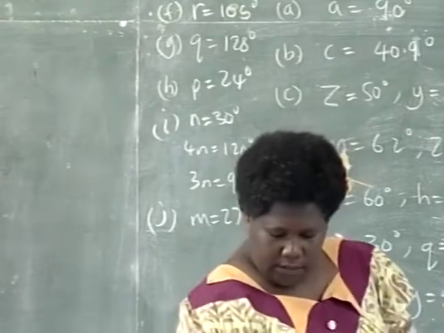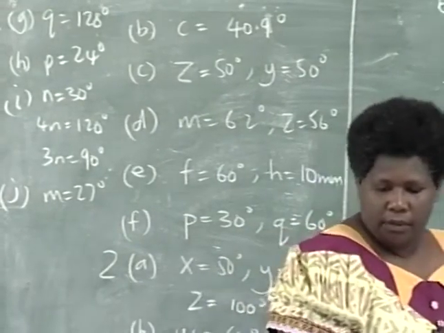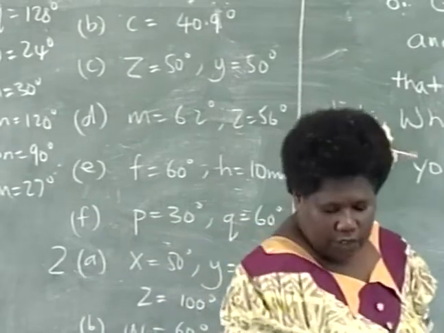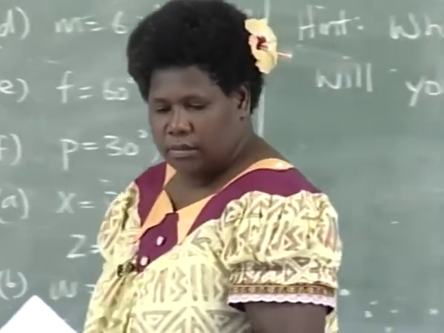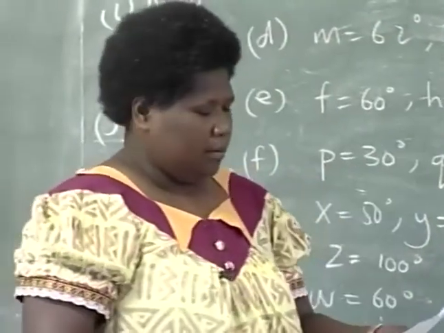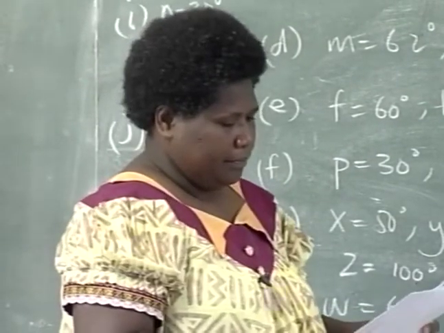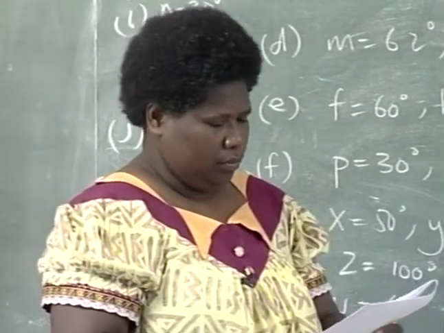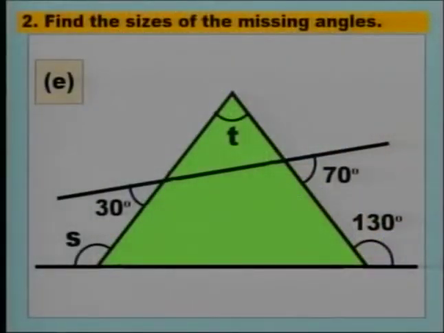All right, that was the end of the homework that you were given, questions 1 and 2. Okay, is there any question you would like me to explain on the board? They're very easy ones, so should be, huh? Letter E, which 2 or 1? You mean letter E? Where S is 130 and T is 80 degrees. Okay.